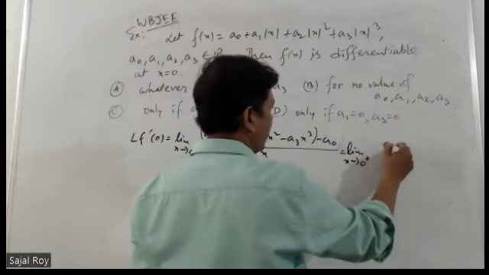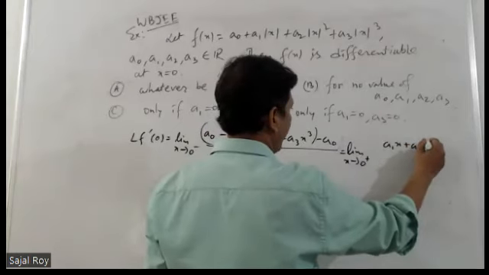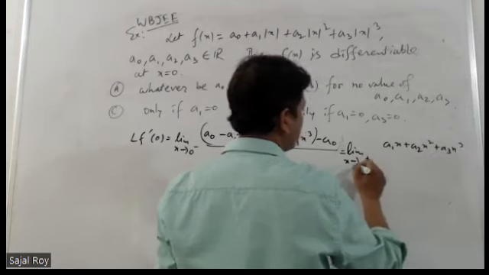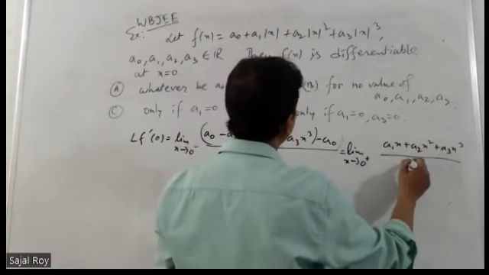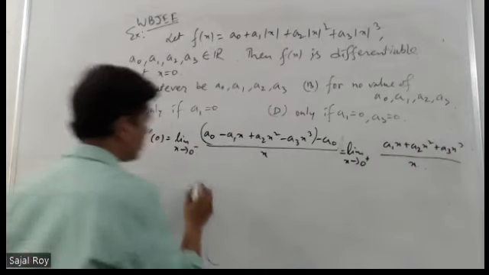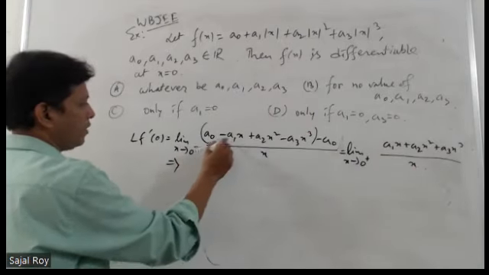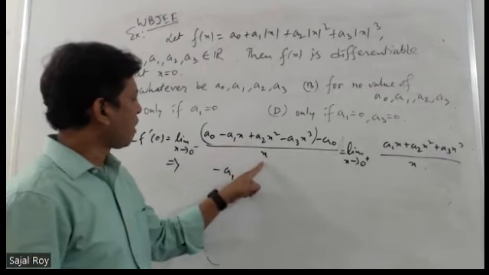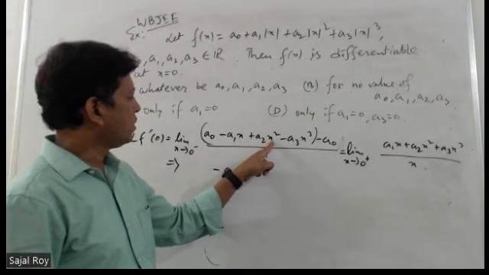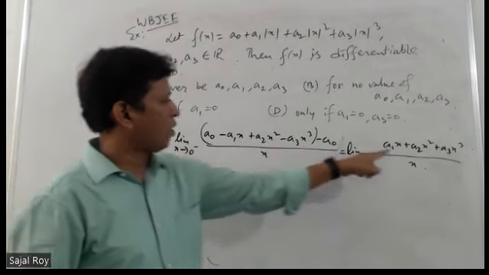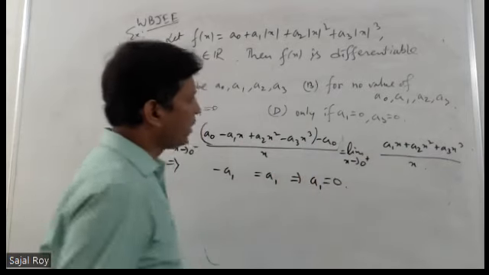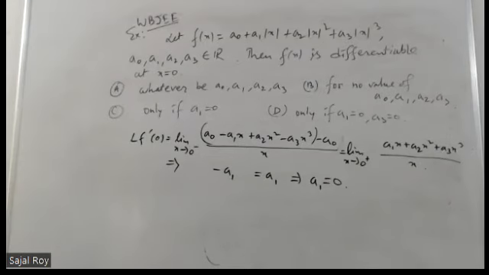So I'm just writing a1x plus a2x squared plus a3x cubed, because x tends to 0 plus all will be positive, modulus will be positive, so this is going to be x. So on the left you have minus a1. You see, if you split, it will give you minus a1, and the other part, the limit will be 0. On the right you have a1. So definitely you have a1 equal to 0. So only if a1 equal to 0, then the function is differentiable.